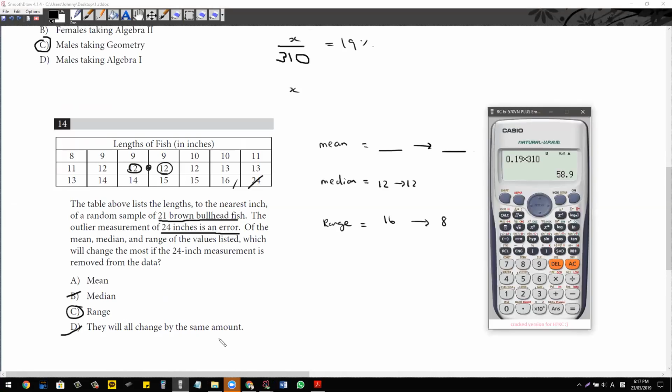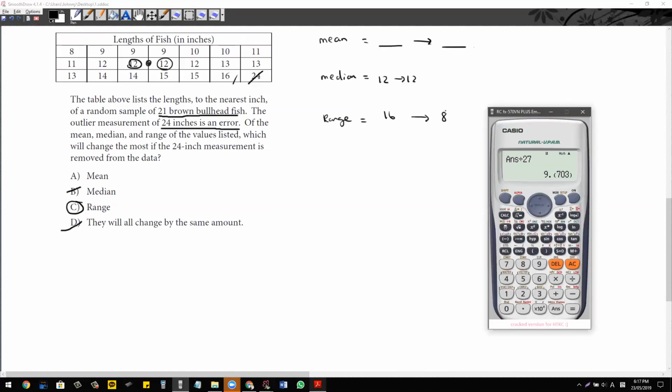So 8 plus 9 plus 9 plus 9 plus 10 plus 10 plus 11 plus 11, 12, 12, 12, 12, 13, 13, 13, 14, 15, 15, 16. So that's 238 divided by 26, right? Yep. Then you get that. That's the average. 238 plus 24 divided by 27 really doesn't have much effect, right? Yeah. The answer is C.